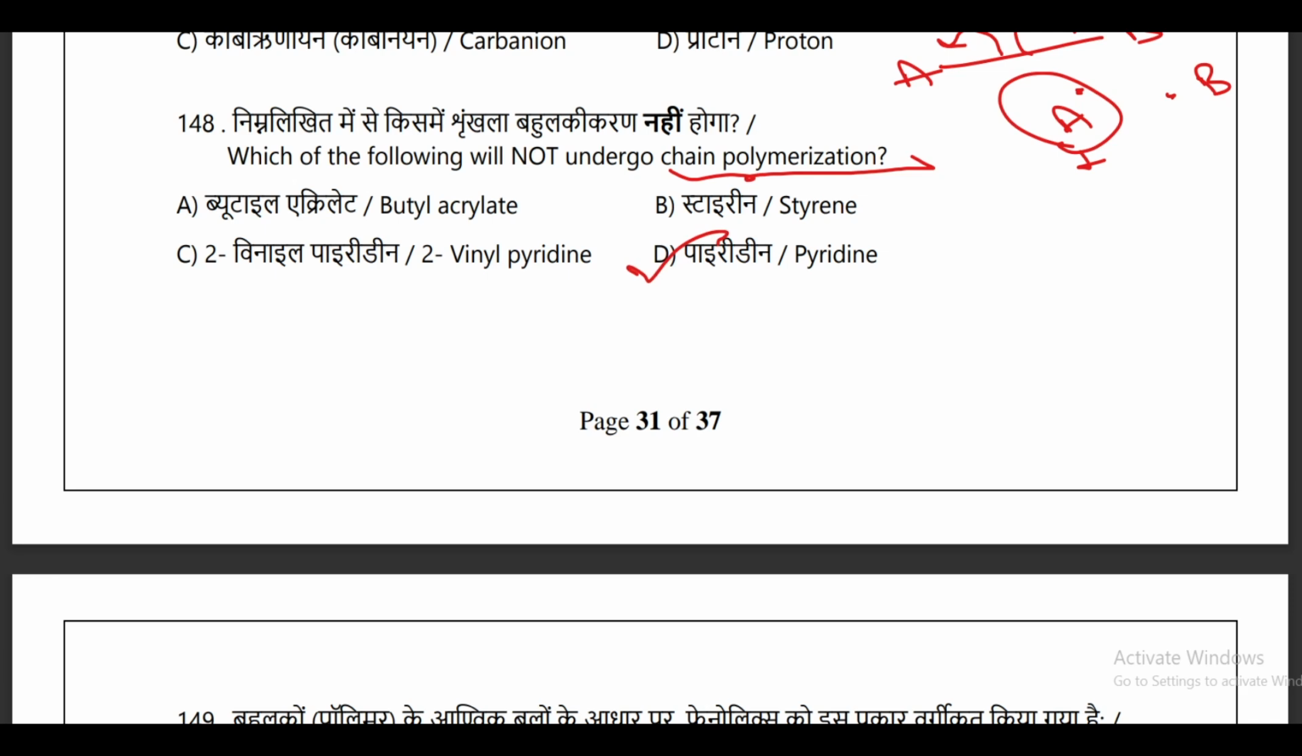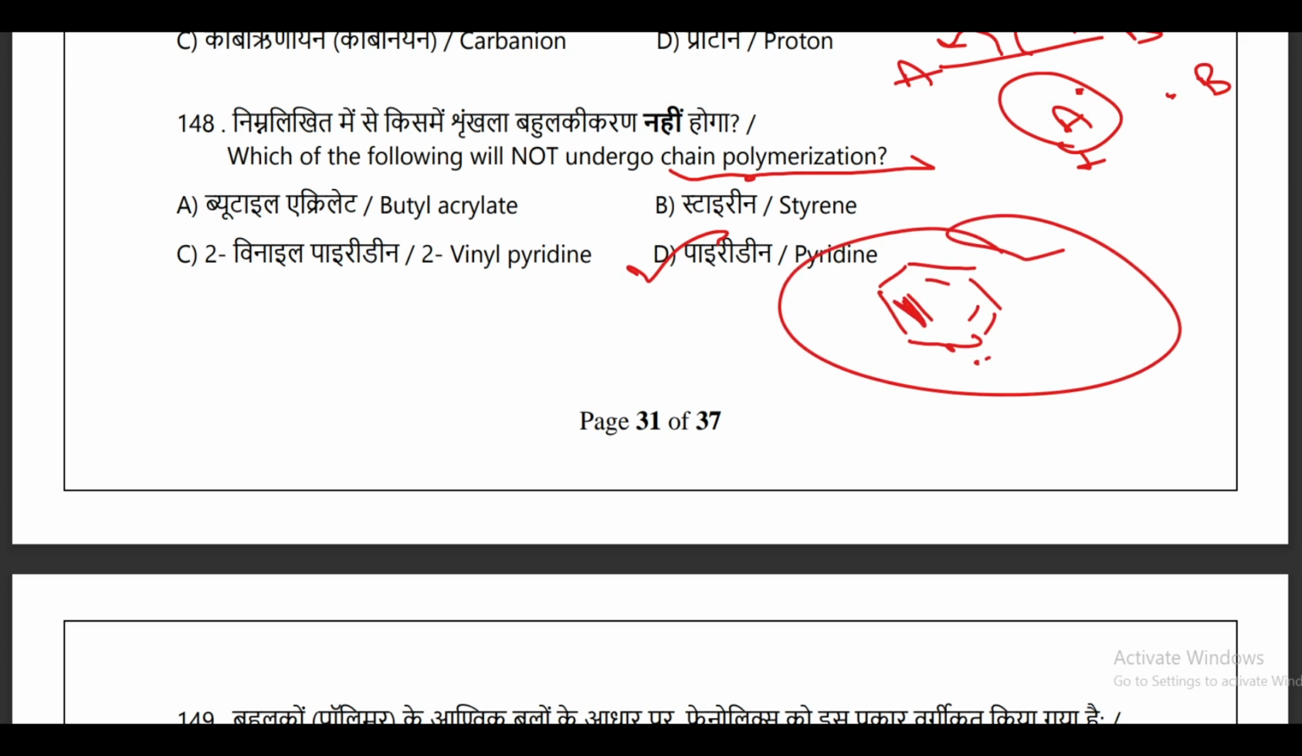You know the structure of pyridine. This is the structure of pyridine. Pyridine is an aromatic heterocyclic compound, but it doesn't have a double bond suitable to initiate chain polymerization, whereas the other compounds have such double bonds to initiate chain polymerization. So out of four options, D is your correct answer.